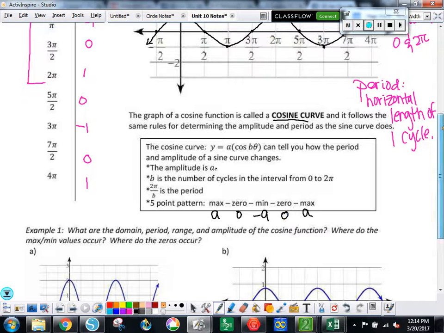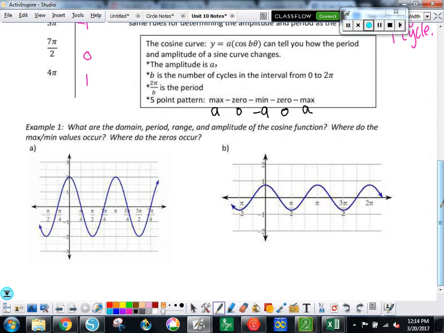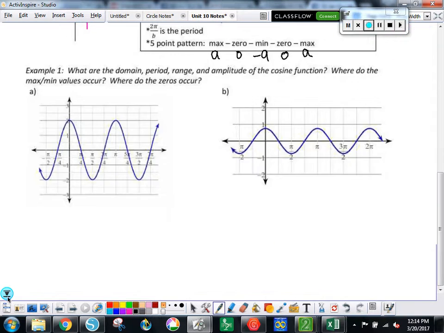So the first thing we're going to do is take some graphs that are already made and just write the function. We need the domain, the period, the range, and the amplitude of the cosine function. Where do the maximum values occur? Where do the zeros occur? And then we're going to write the function. That's what I did on my home.